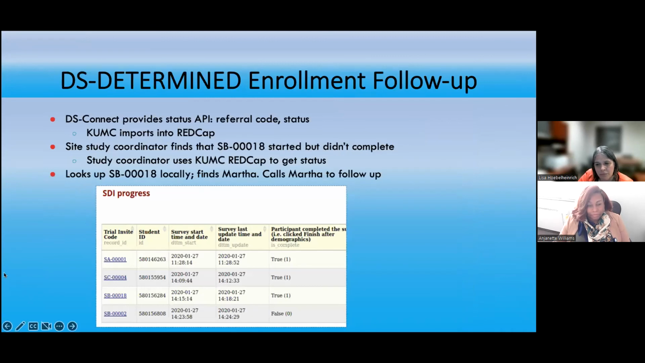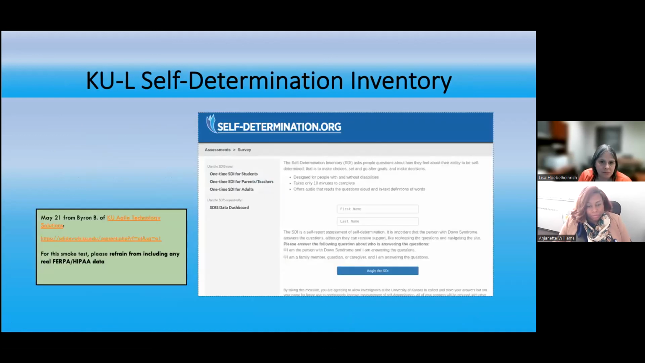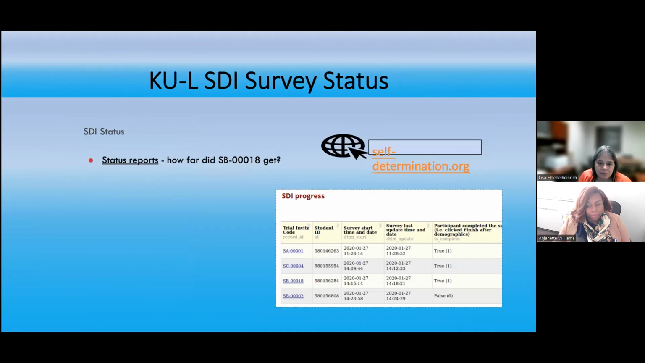And this is where we were receiving feedback about when the patient started the survey and when they completed it, so that our study coordinators know. This information getting updated overnight is key for us to distribute the gift cards. And same is the case with the self-determination inventory.